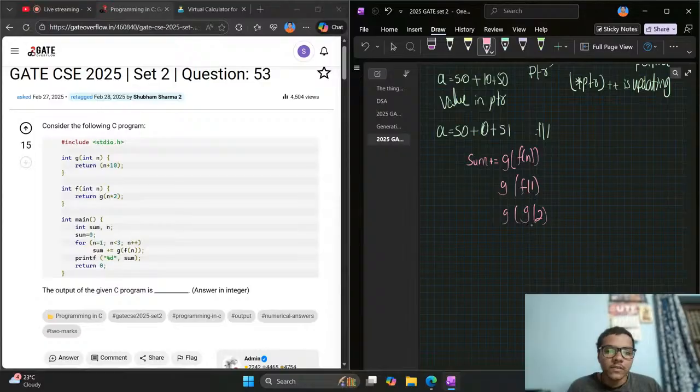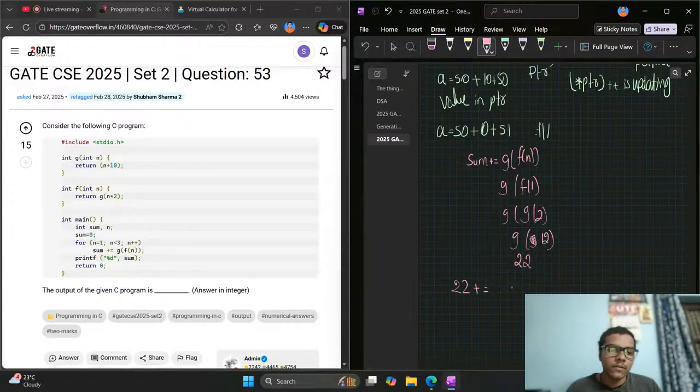Alright, g of 2 is now what? 2 plus 10. G of 2 returns 12. Now it is calling g of 12 again, and g of 12 is what? 22. So sum has now become 22.